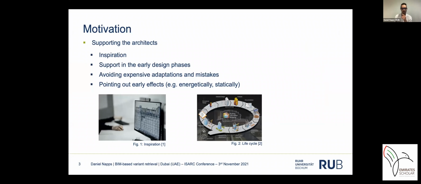So first I would like to describe the main motivation. This is the support for the architects. The proposal I'm going to show should inspire the architects in early design phases with different variants of building designs to calculate, for example, early effects of the building and avoid mistakes.